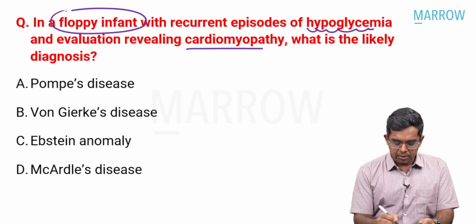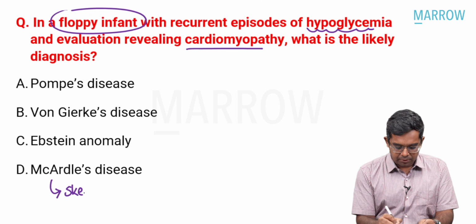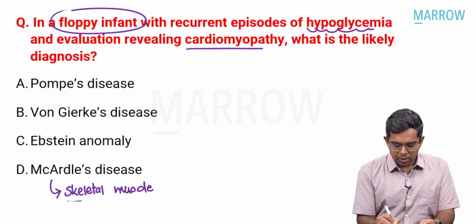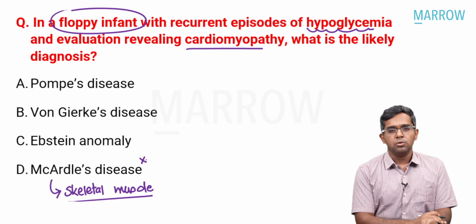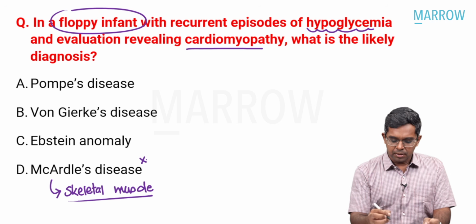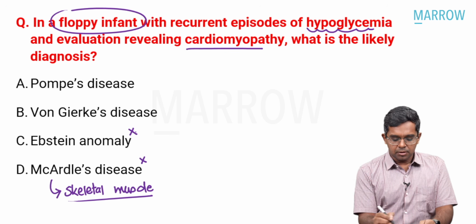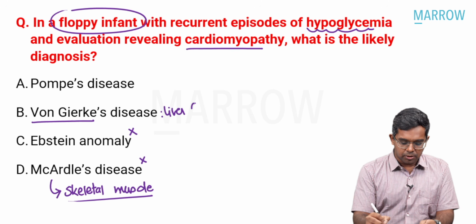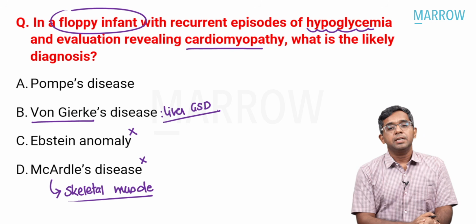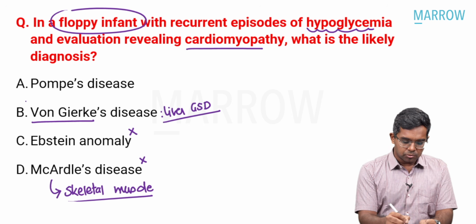You see, McArdle's disease is one of the muscle glycogen storage disorders where only skeletal muscles are affected. There is no cardiac involvement there, so it cannot be the answer. Ebstein's anomaly, of course, we all know is one of the important congenital heart diseases, but that will not cause a floppy infant. So that is also ruled out. Next is von Gierke disease. Von Gierke disease is a type of liver glycogen storage disorder which presents with repeated episodes of hypoglycemia, but there is no reason to cause cardiomyopathy or floppiness in the baby. So that is also ruled out.